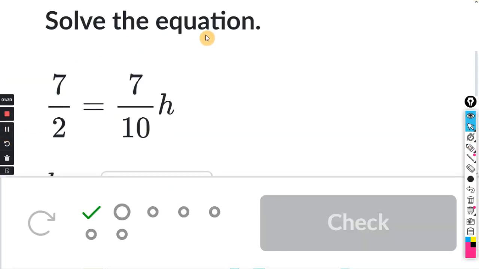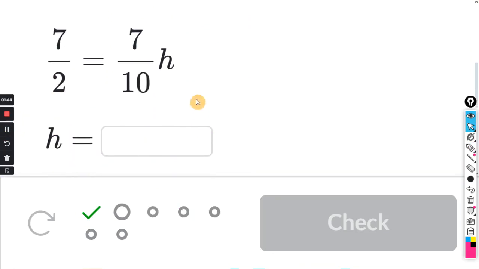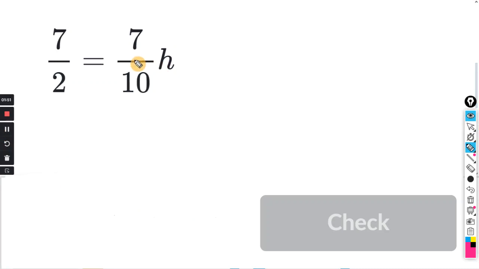All right, here they want us to solve the equation. So we have two fractions and a letter h. We are solving for h. So we want to isolate this h. This is basically 7/10 times h. I'll use the parentheses to make it more clear. Since we have h times 7/10, the opposite would be divided by 7/10. However, dividing by 7/10 would be the same as multiplying by the reciprocal.